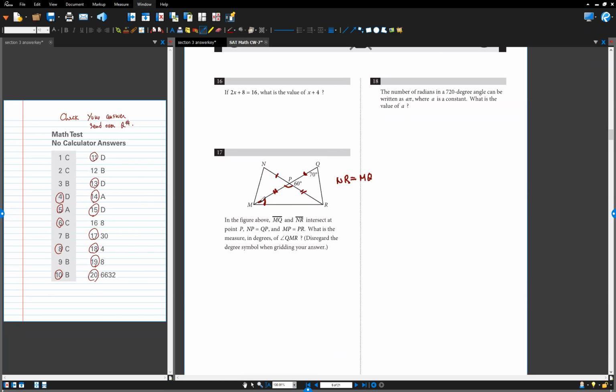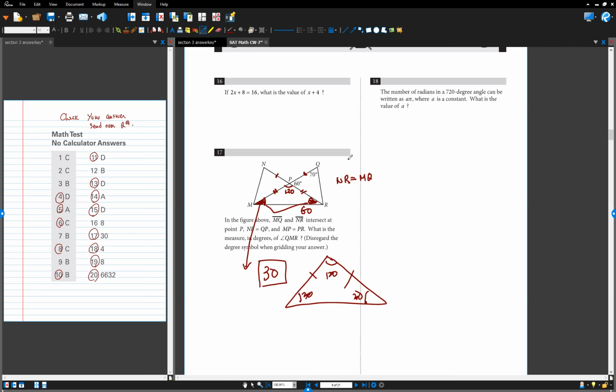QMR, we're going to find this one. This is 120, supplementary. This is isosceles. The sum of the other two angles should be 60, isn't it? 180 minus 120 is 60, so the sum of these two will be 60. But this is isosceles, so each angle has an equal measure. When you divide by 2, each one is 30 degrees. This is 120, this one should be 30, and this is 30, because this is isosceles. That is number 17.